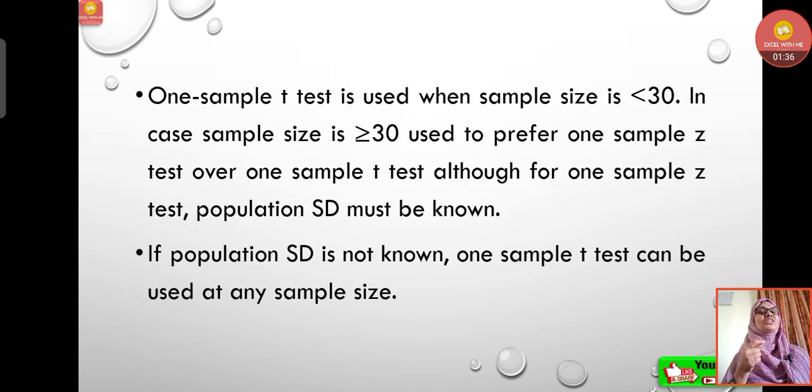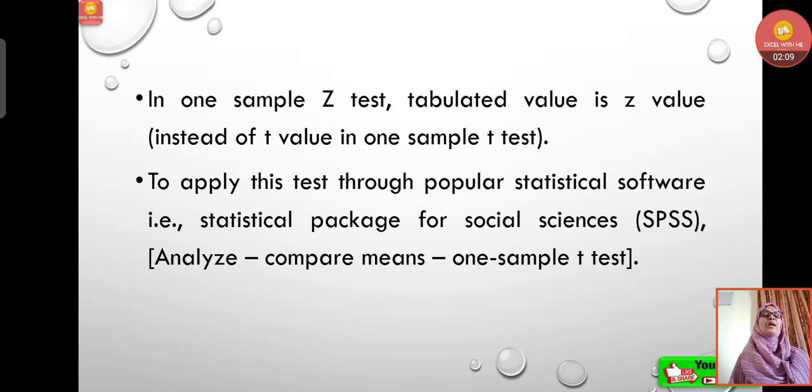Now, the one sample t-test is used when the sample size is less than 30, and in case the sample size is greater than or equal to 30, we prefer the one sample z-test over the one sample t-test, although for the one sample z-test the population standard deviation must be known. If the population standard deviation is not known, the one sample t-test can be used at any sample size. In the one sample z-test, the tabulated value is the z value instead of the t value in the one sample t-test.